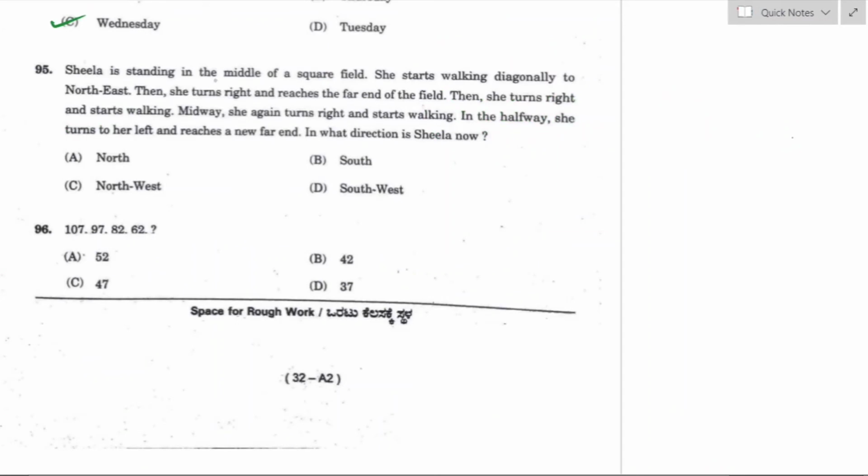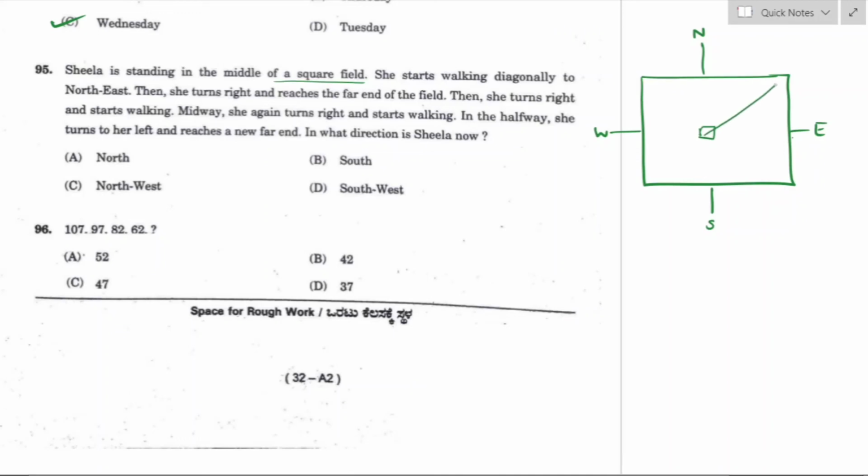Question number 95. Sheila is standing in the middle of a square field. So let us draw a square field. So these are the directions north, east, west and south of a square field. Assuming that she is standing in the middle of a square field, she starts walking diagonal to the northeast. Then she turns right and reaches the far end, means she will be reaching this position. So from this position she turns right and starts walking. So she is turning right and starts walking means she will be going in west direction.